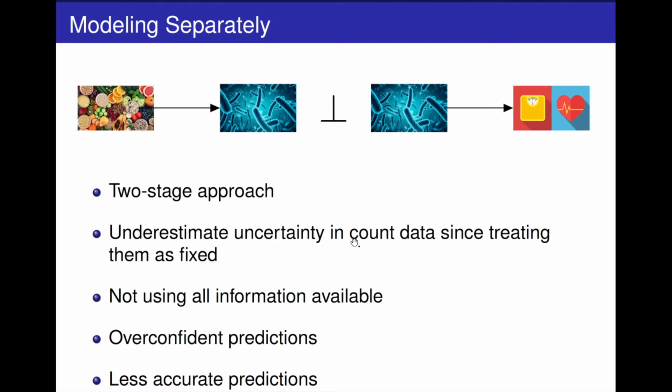In practice, researchers typically model these two objectives separately in two-stage approaches. However, this underestimates uncertainty in the count data when treating them as fixed, when predicting a phenotypic response. And additionally, we're not using all the information available for inference, which results in overconfident and less accurate predictions, which we show in simulations.